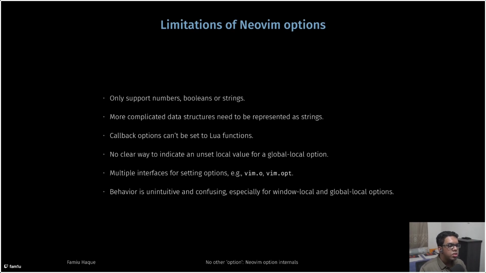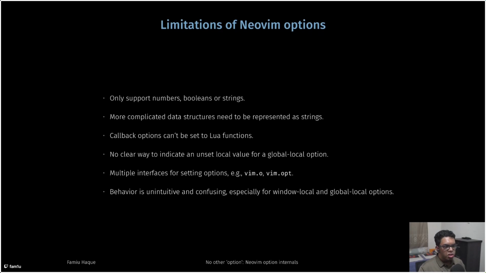Next, there's no clear way to indicate an unset local value for a global local option. Some of you may know what a global local option is, some of you may not. For those who don't, I'll explain this later. Just know that it's an option that can have both global and local values, and there's no clear way to indicate when a local value is unset and when to use the global value for an option. So that leads to a bunch of problems. More on that later.